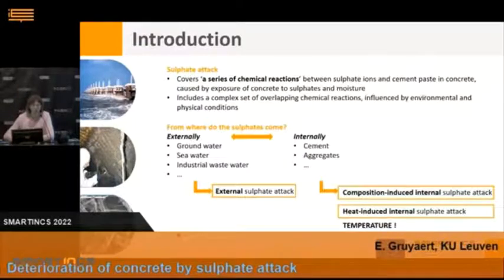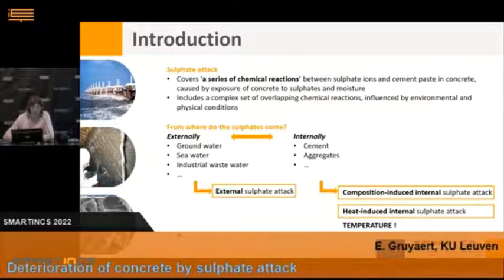So from where do the sulfates come? Well, in concrete they can come from different sources. So first of all, they can be from external, so they can intrude the concrete, and they are present, for instance, in groundwater, seawater, industrial wastewater, and so on. So this type of sulphate attack we call external sulphate attack. If the sulfates are already present in the mix from the start, coming from the cement or aggregates or so on, then we can talk about a composition-induced internal sulphate attack.